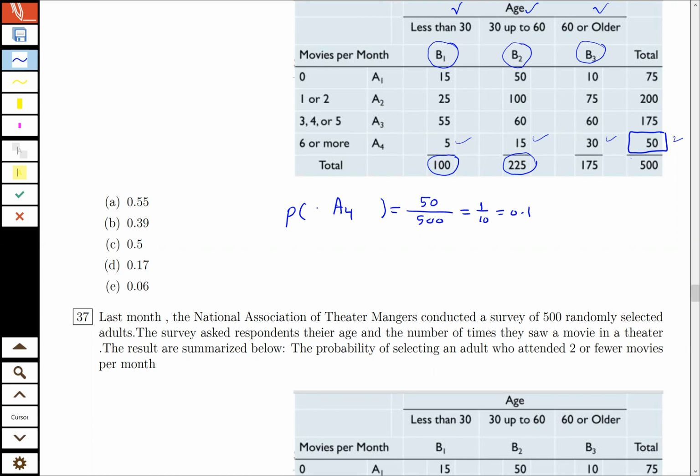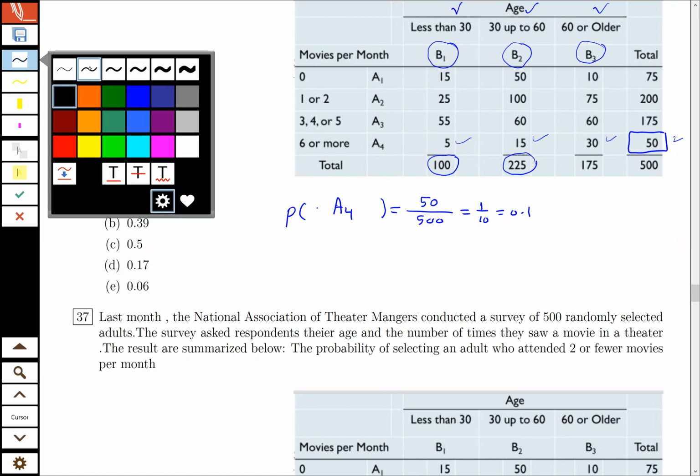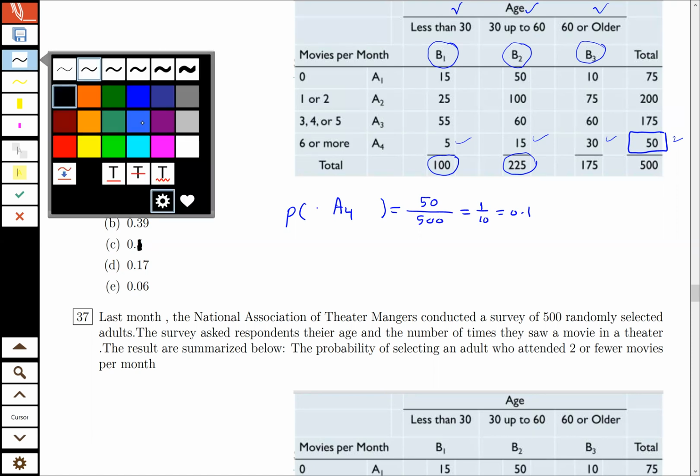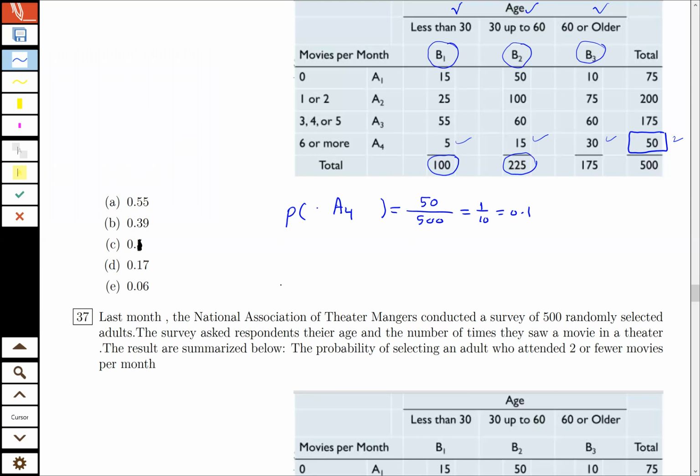It's supposed to be 0.1, but here I have to correct it. I thought I had corrected that one, but I forgot it. Anyway, let me put it in black. Supposed to be here, it's 0.1. So the right choice should be C.